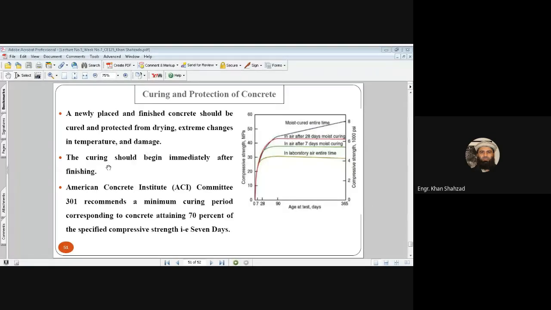factors. The covering should begin immediately after the finishing. Once you have finished the concrete surface and it has got a little bit of hardness or rigidity, then you can start covering. American Concrete Institute Committee 301 recommends a minimum curing period corresponding to the concrete strength, when 70% of the specified compressive strength is achieved. This strength is achieved after 7 days. If you remember, I told you that the curing should be done for at least 7 days. Keep curing it for 7 days, with water spray. Okay, beta?